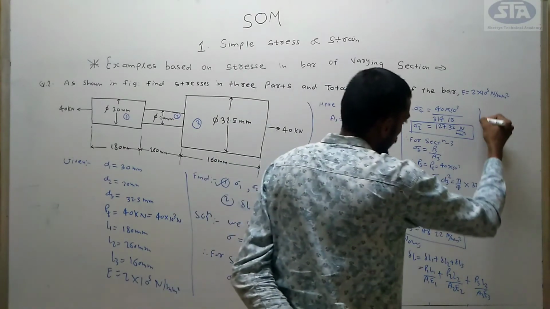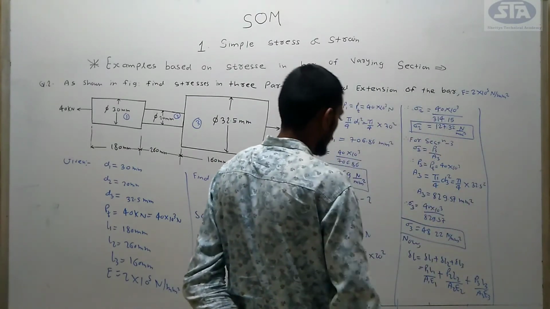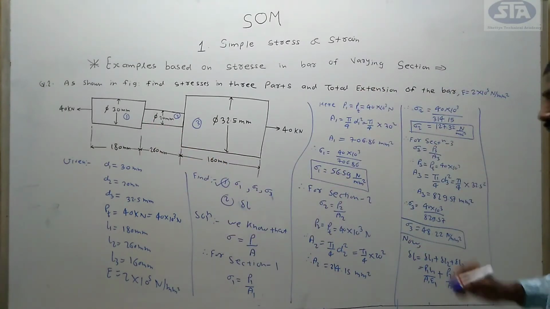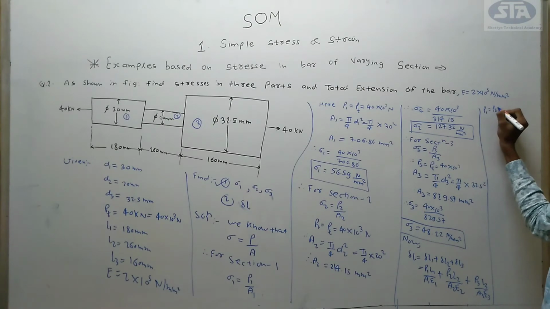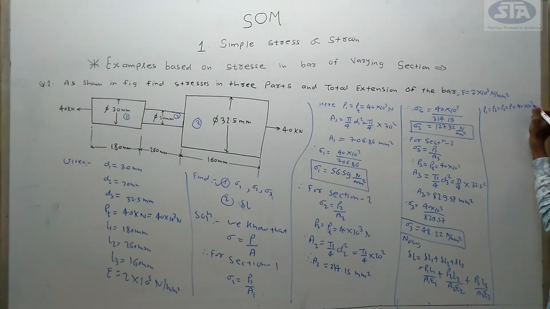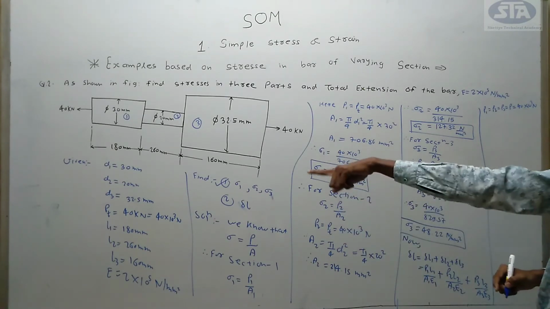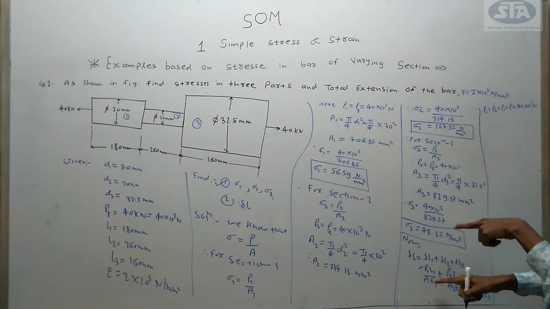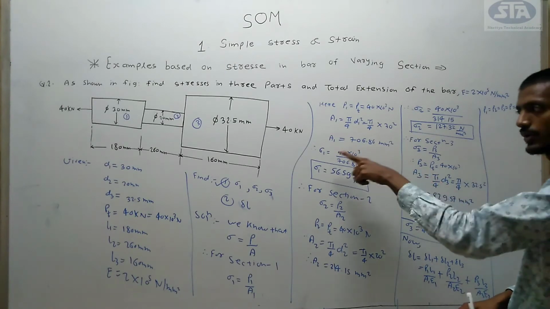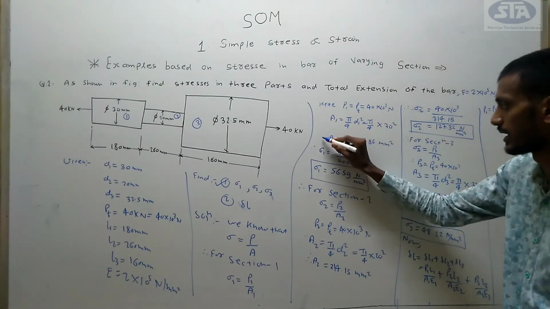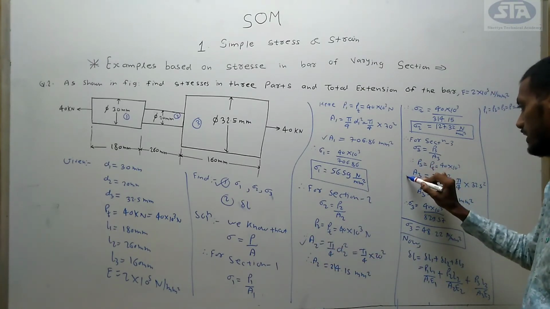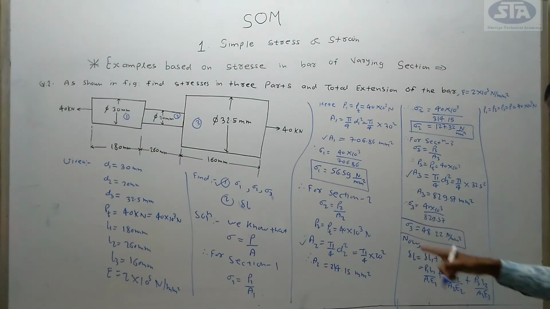Now, the force is the same, that's why P1, P2, P3 are equal to 40 kN. That's why P1, P2, P3 are written as P, which is 40 into 10 raised to 3 Newton. Next, we need the areas. We already calculated area 1 for section 1, area 2 for section 2, and area 3 for section 3, so there is no need to find them again. These areas will be utilized in this formula.